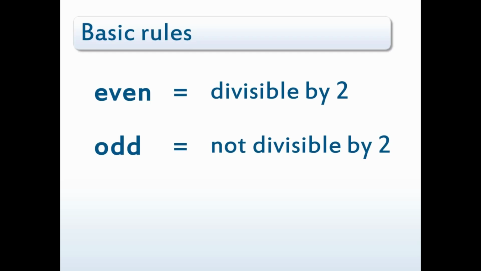So what about 0? Is it odd, even, or something else? Well, 0 divided by 2 equals 0 with no remainder. So 0 is an even number.